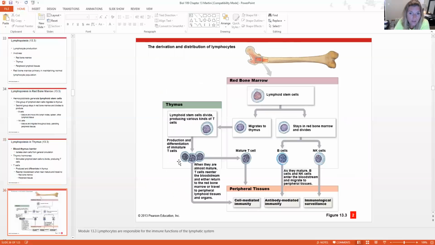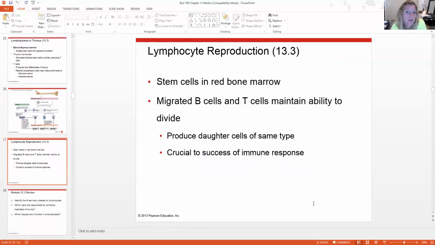Once they're T cells, they can go on back to the bone marrow to finish their development or develop in the peripheral tissues. The lymphoid tissue that stays in the bone marrow can differentiate into B cells or natural killer cells, again finishing their development in the peripheral tissues for their specific job.